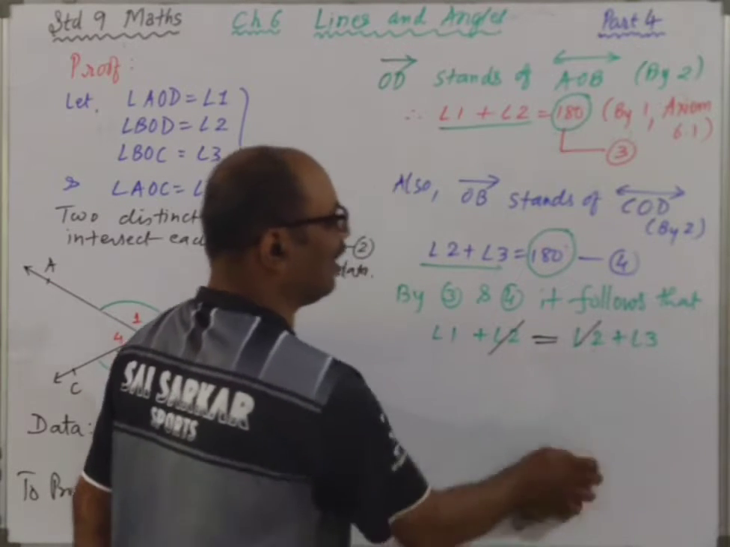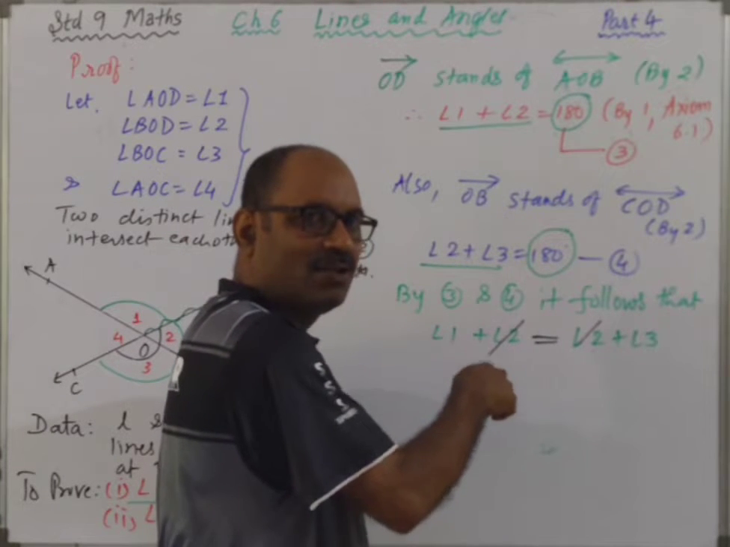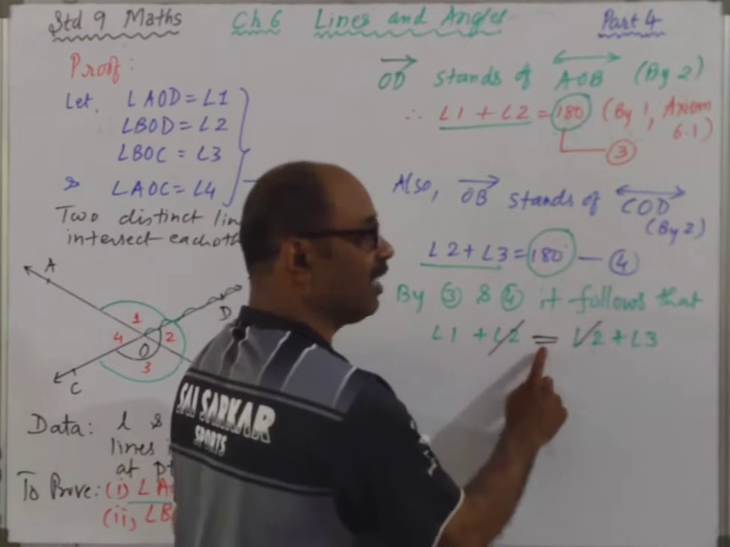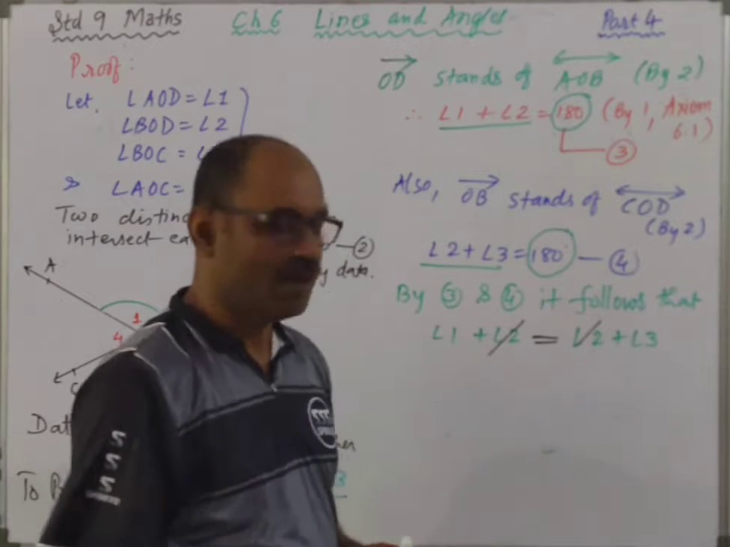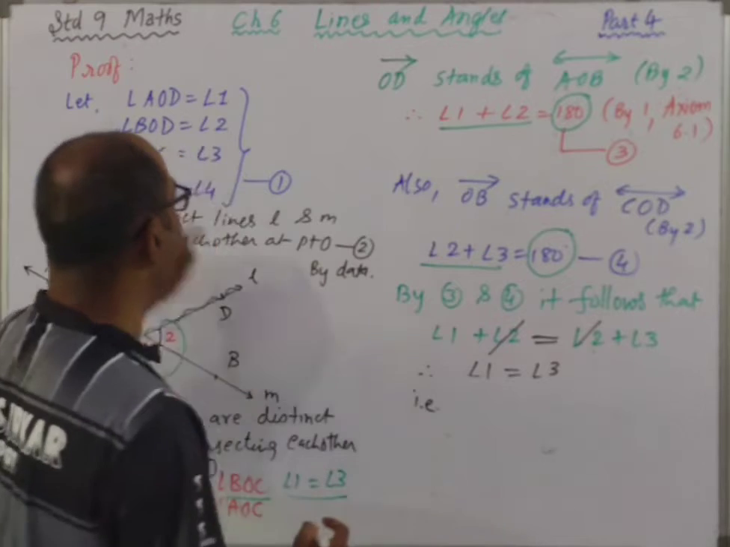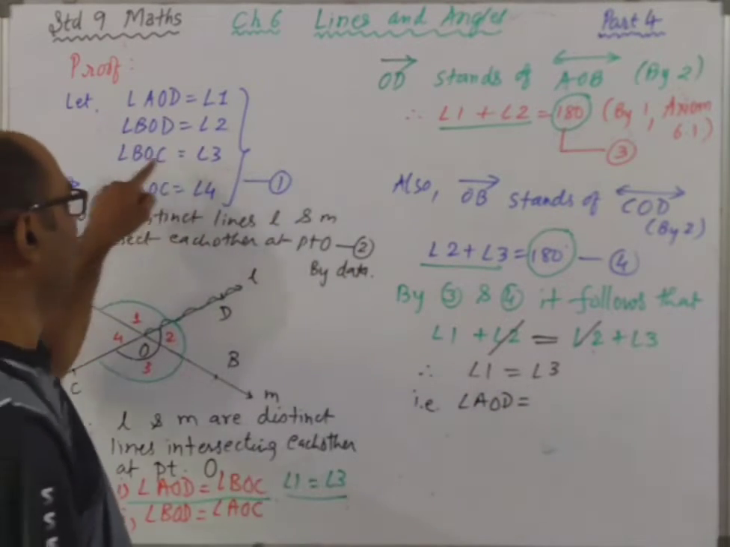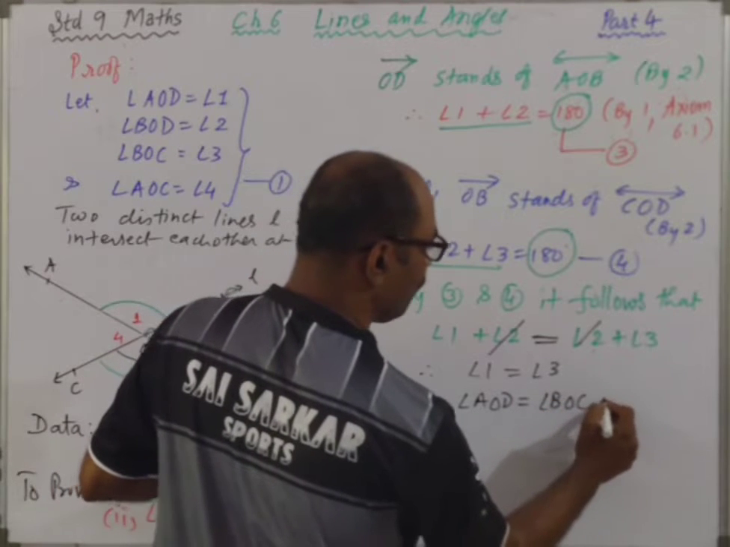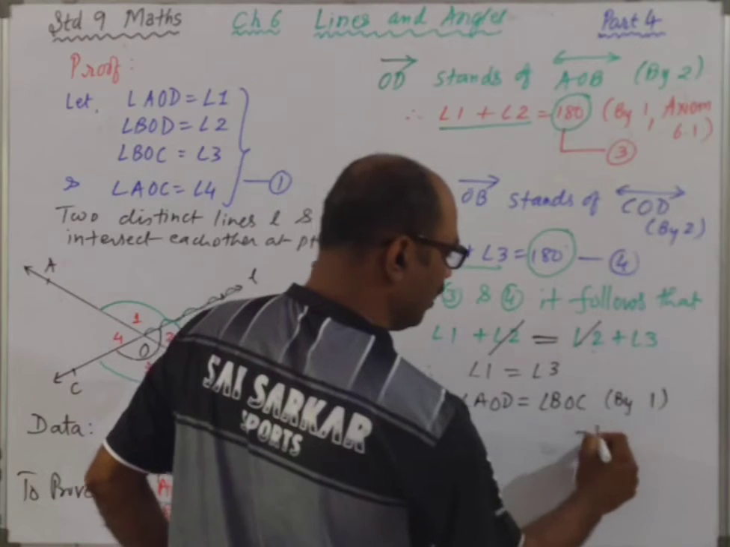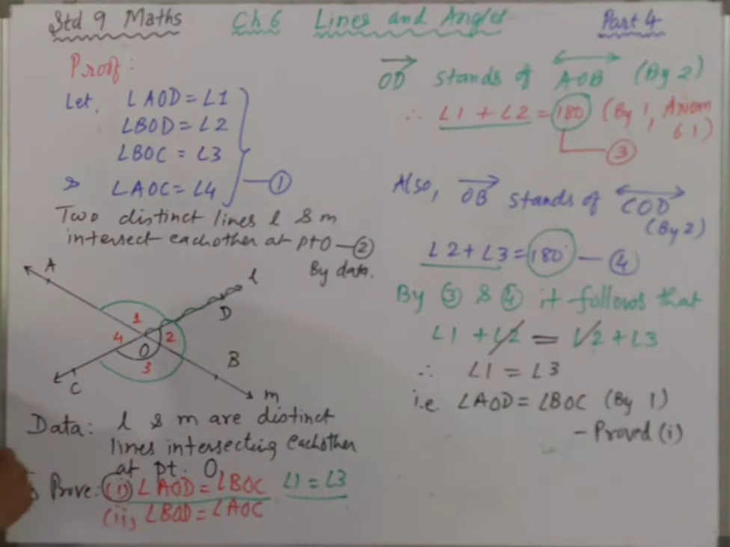I told you why you can cancel like this, because if you bring it to the left hand side, one step will increase: plus angle 2 minus angle 2. But they are on opposite sides of the equal to sign, so plus angle 2 and plus angle 2 cancel. Alright, therefore angle 1 equal to angle 3, that is, angle AOD is equal to angle BOC by 1. Where did this come from? By 1. And this is proved 1. This 1 is proved.